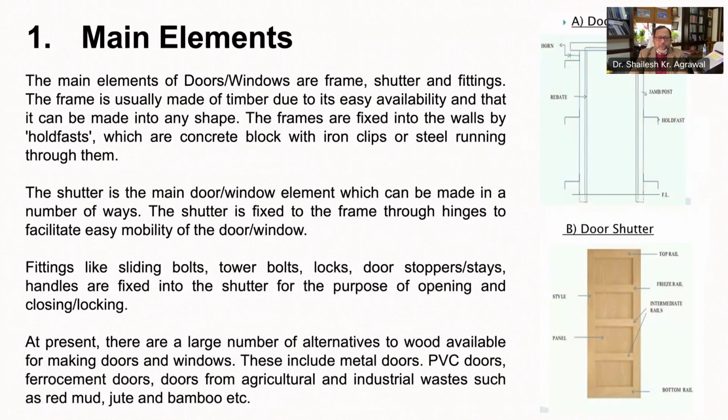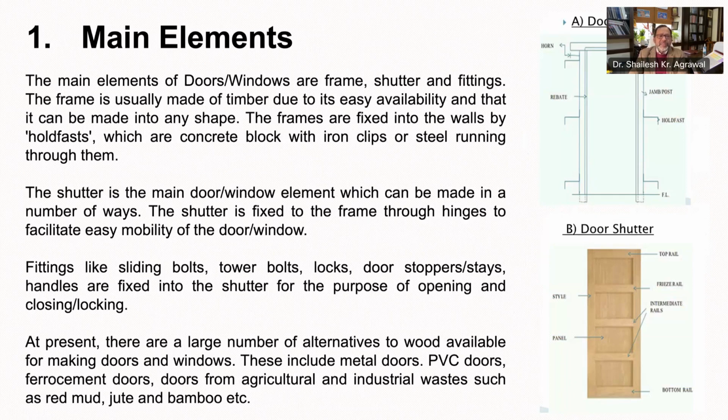As you can see in this picture, a door or window comprises a door frame, shown in the topmost picture, its shutter and fittings. The frame is usually made of wood or timber because of its easy availability and can be made in any shape. The frames are fixed into walls by holdfasts, as shown in this top picture, which are concrete blocks with iron clips or steel running through them. The shutter is the main door or window element, as shown in this bottom picture, and can be made in a number of ways. The shutter is fixed to the frame through hinges to facilitate easy movement.